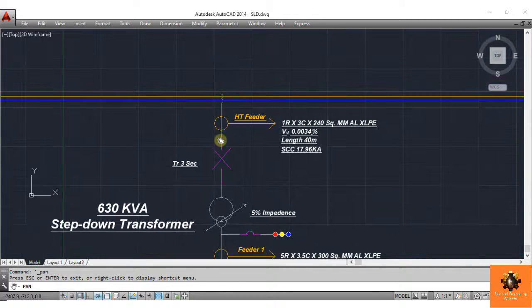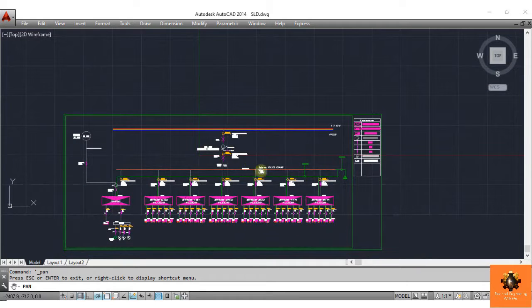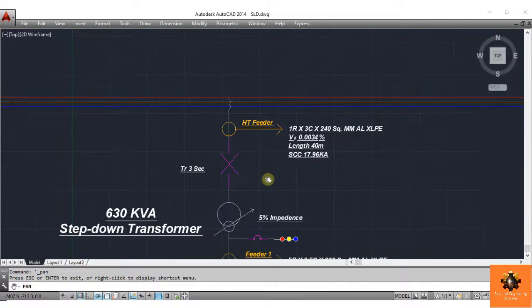As you can see, this cable is feeding our complete electrical system. That's why this is named as HT feeder, and all these informations are with respect to this cable, or you can say with respect to this feeder. This cable is of 1 run 3 core of 240 square mm. Then this AL representing the conductor material. AL means aluminium conductor is used in this cable, and this XLPE describes the type of insulation for this cable. Okay, so this is the XLPE cable.